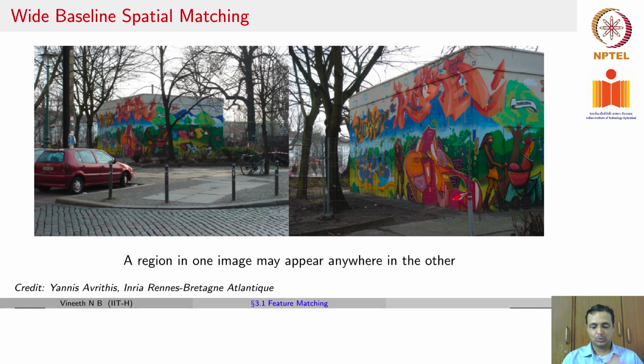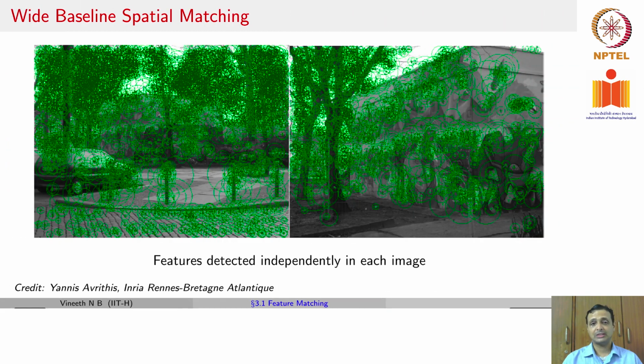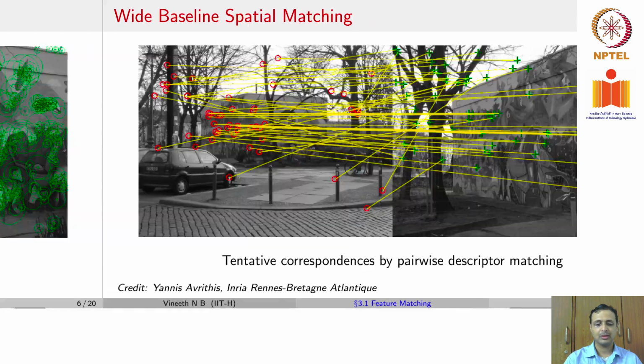So once again, in wide baseline spatial matching, you could have two images such as this, where a region in one image may appear anywhere in the other. There could be a zoom in, zoom out, it could be a different angle, or it could be translated by some bit. Any of those could happen when we try to do this kind of matching. So as we already said, we first independently detect features in both these images. So each of them are different features that you see across these images.